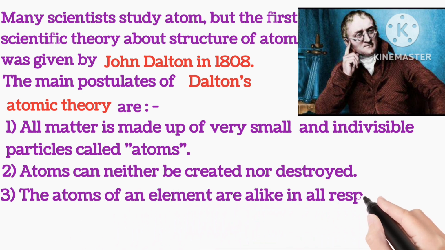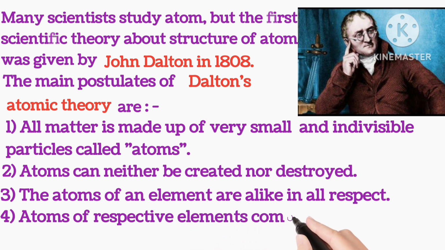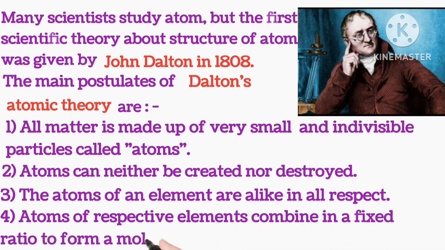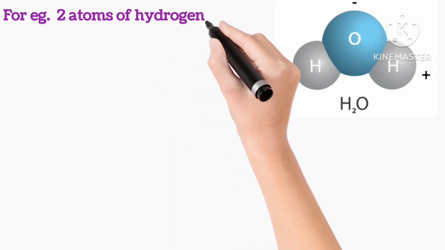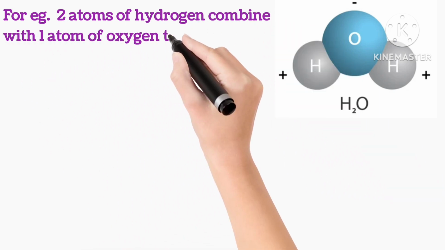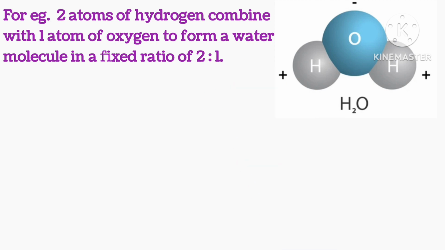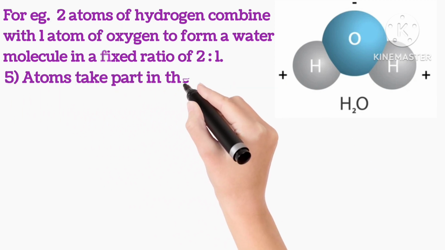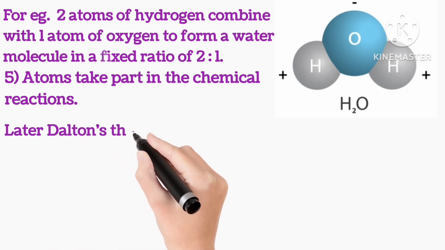The atoms of an element are alike in all respects. Atoms of respective elements combine in a fixed ratio to form a molecule or compound. For example, two atoms of hydrogen combine with one atom of oxygen to form a water molecule in a fixed ratio of 2:1. Atoms take part in chemical reactions.